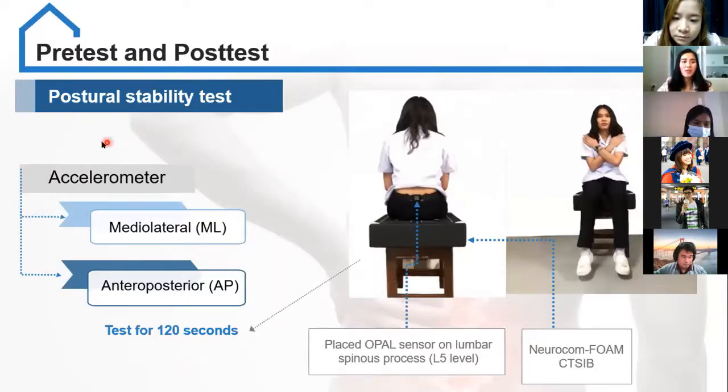This is the equipment in this study. Postural stability was measured by an accelerometer. The sway area and sway velocity in both the mediolateral (ML) and anteroposterior (AP) planes were evaluated. The sensor was placed on the lumbar spine at the level of L5, and the participant sat on a chair with a balance foam for 2 minutes. The participants were asked to sit as still as possible without moving the body for 2 minutes.